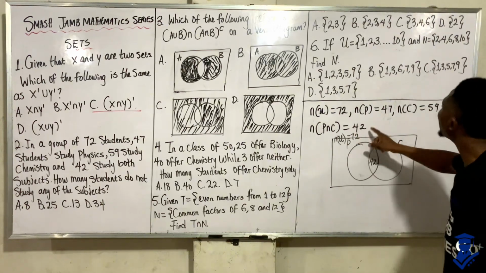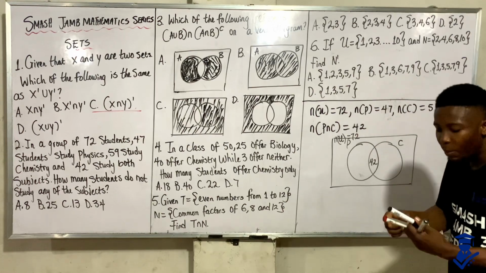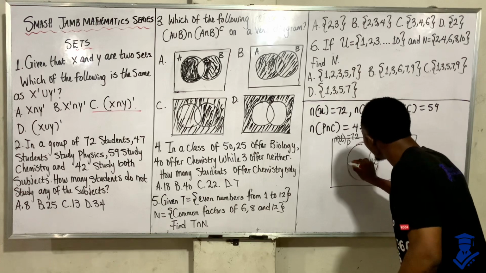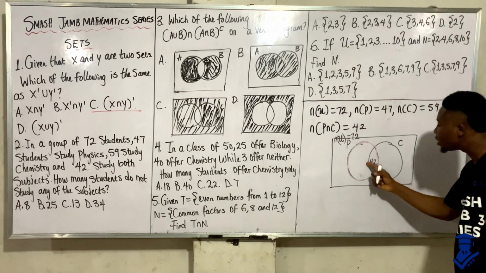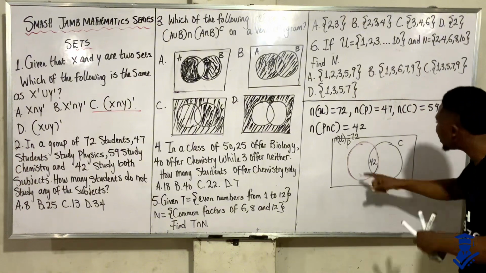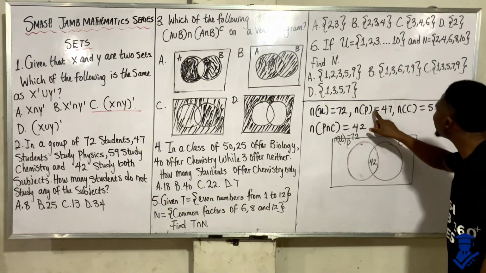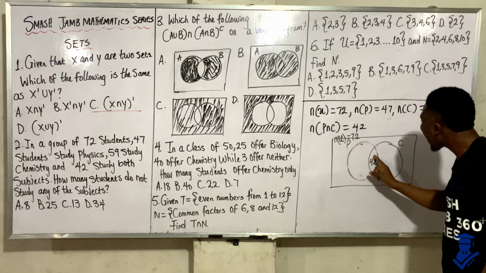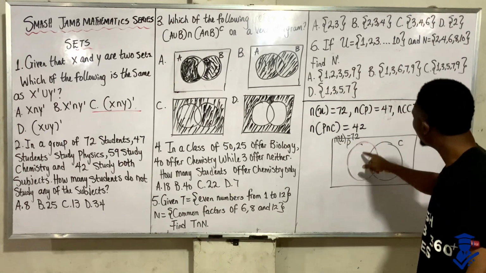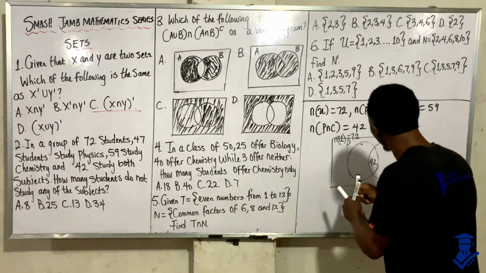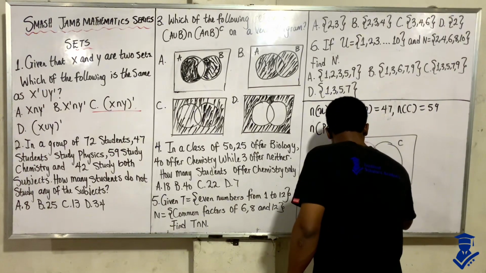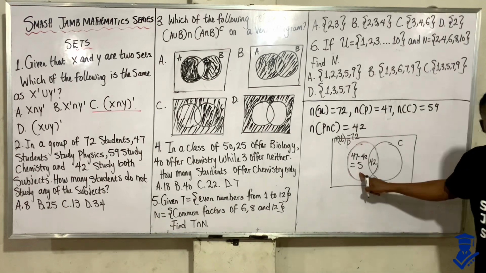Now what do I do next? They told me that the number of physics is 47, meaning that the whole of this is 47. But I've taken 42 out of that 47. So what's going to be left here? 47 minus 42 gives us 5. So we actually have 5 here.